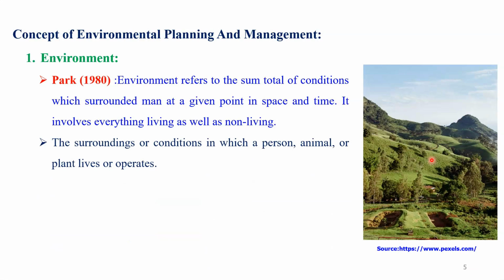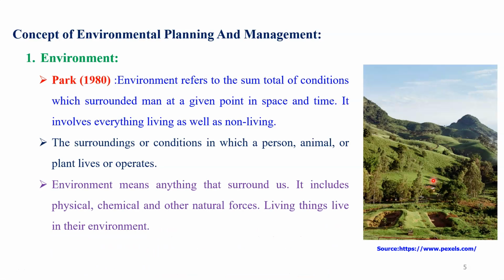Let us see another small but very important definition. The surroundings or the conditions in which a person, an animal or a plant lives or operates. So it is the same thing. The meaning is the same, just the words are changed. See, suppose here a man might be living, or maybe any animal, maybe any plant. Whatever surrounding area is available around this man, person, animal or plant, all these things are known as the environment, or they are part of the environment. Dear student, the environment means anything that surrounds us.